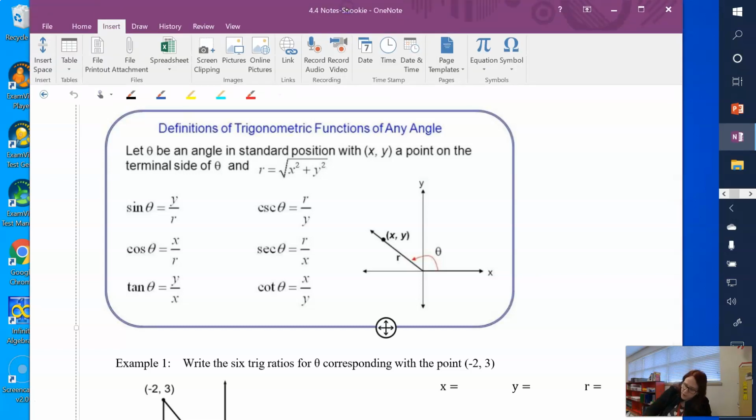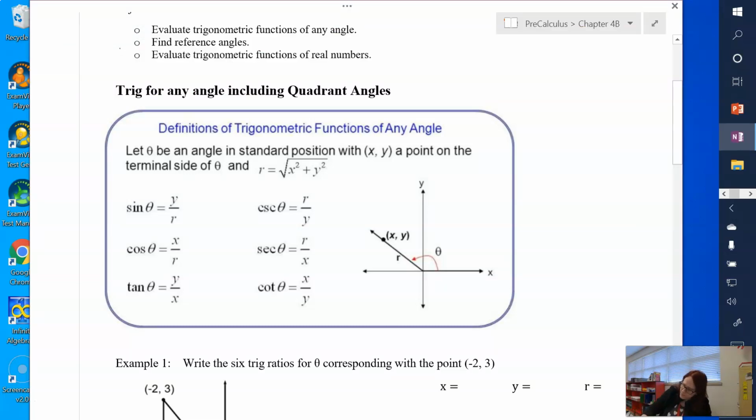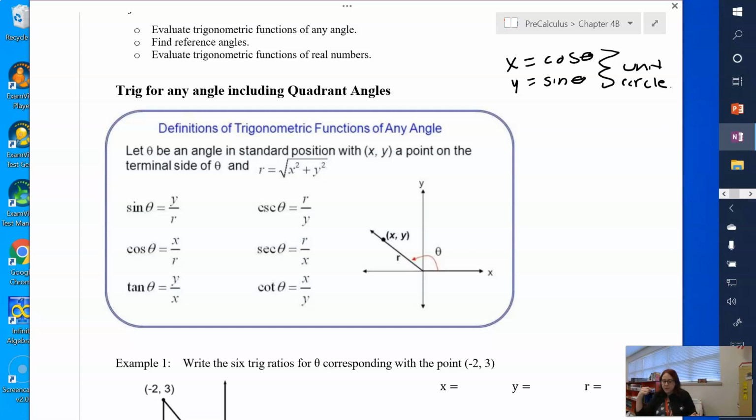If you recall, in the unit circle, x was the cosine of the angle theta, and then y was the sine. But when we go in the coordinate plane, we have to take into account that distance there. So now the sine of theta isn't just y, it's going to be y over r. Similarly, cosine theta is x over r. Tangent of theta is still y over x.